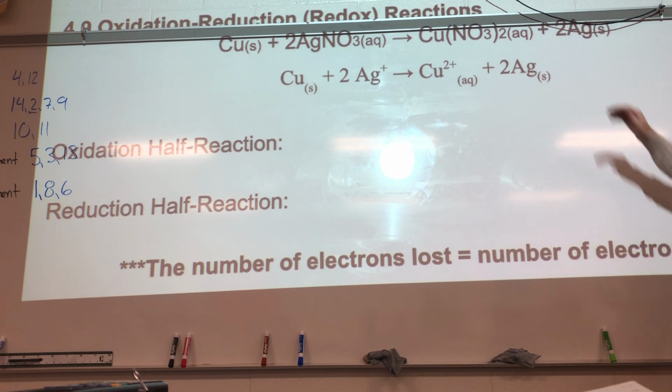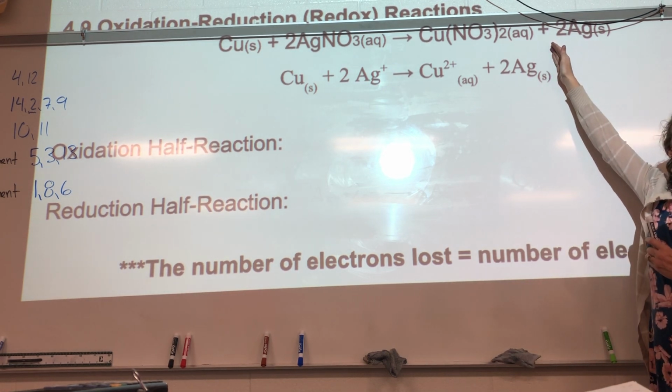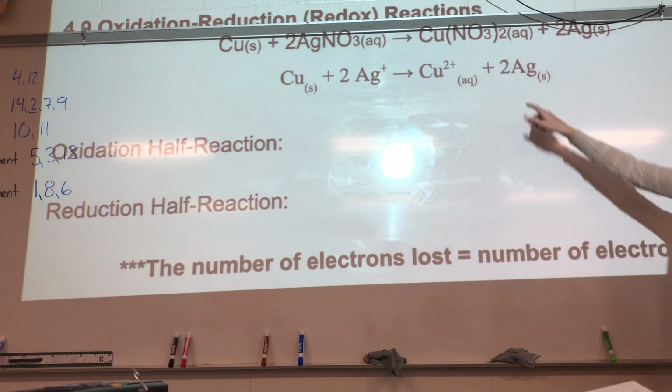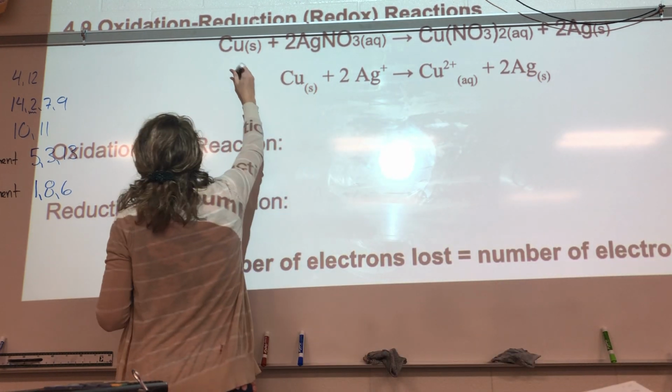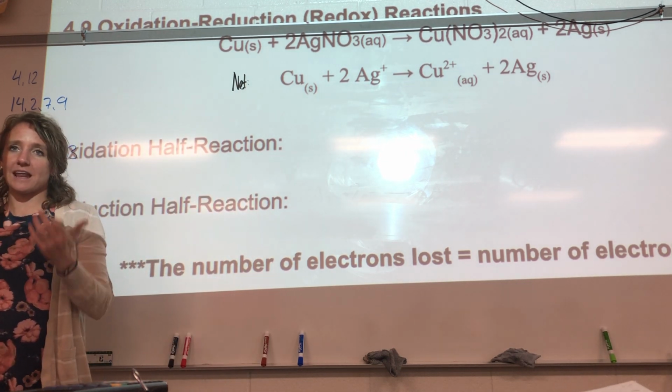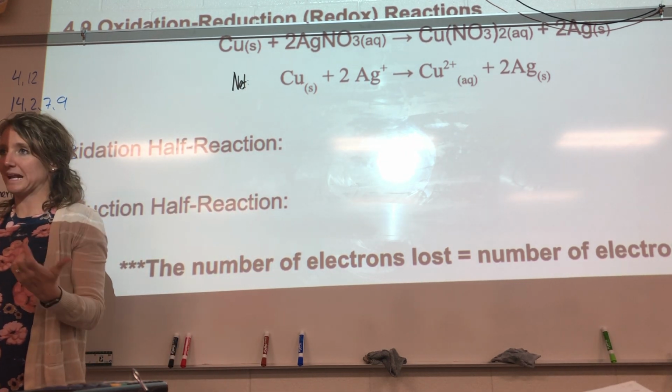Nitrate. Okay, so we just removed the spectator. This reaction right here is the net ionic equation. So even with redox, you can have net ionic equations. Net ionic just means to remove things that aren't doing anything.